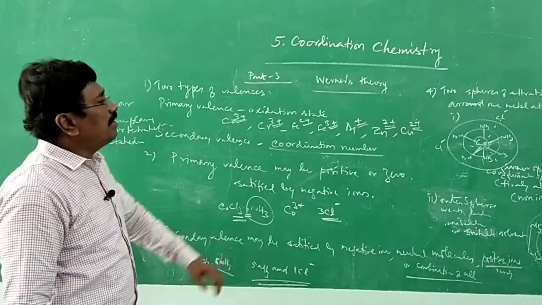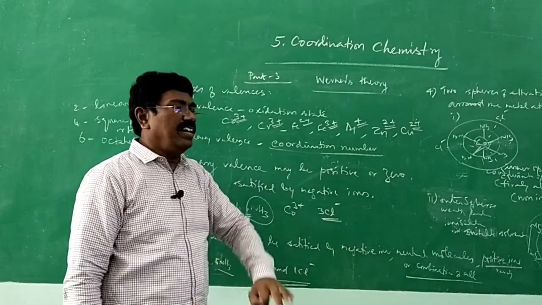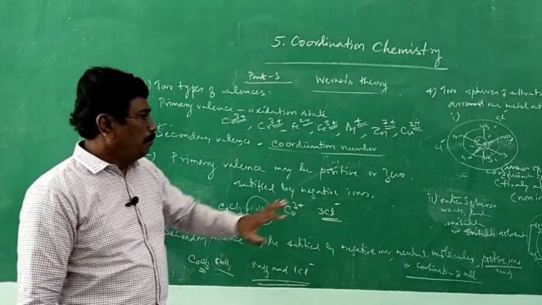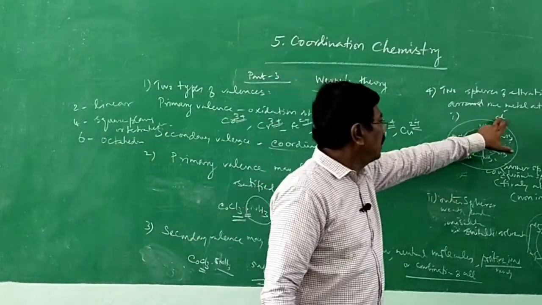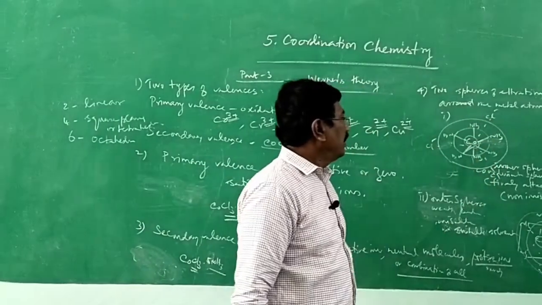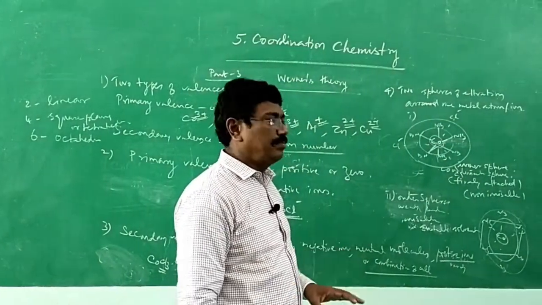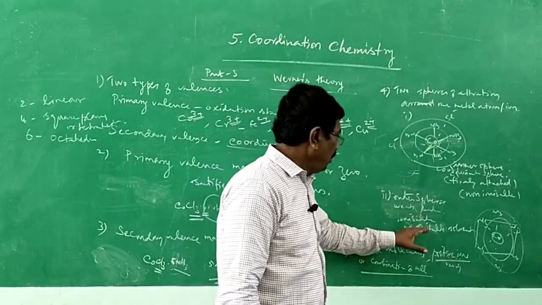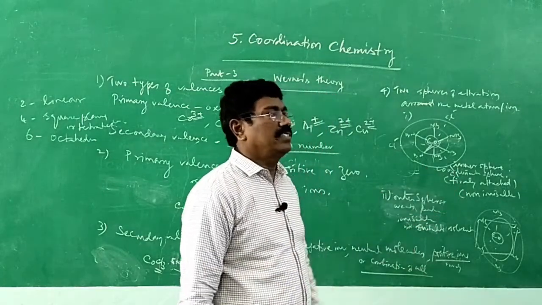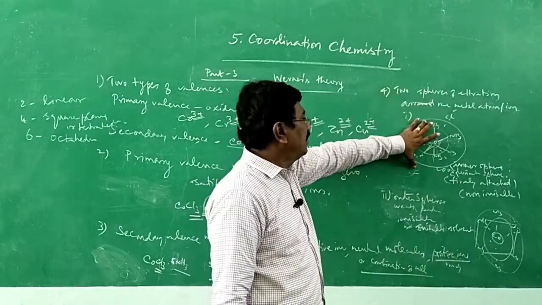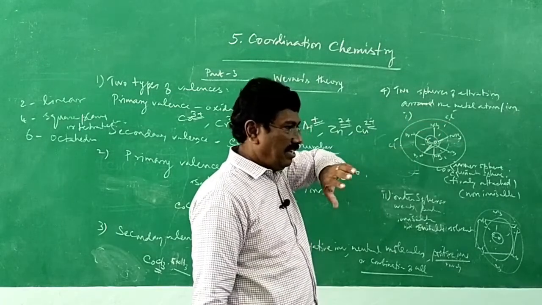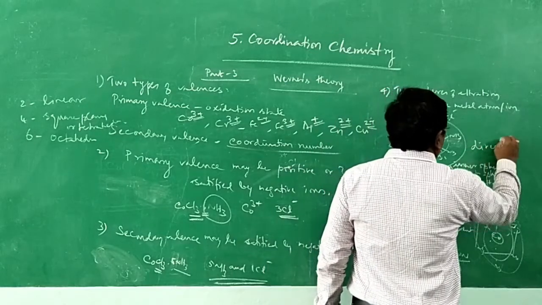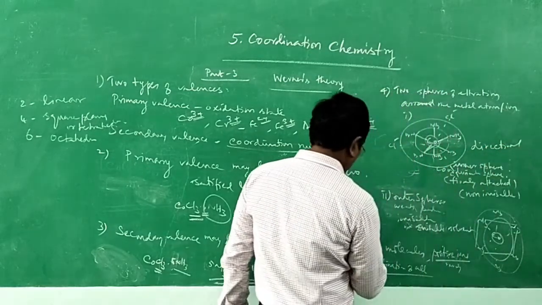So primary valence is ionizable and does not have any direction. It is non-directional. Primary valency is present outside the sphere, in the outer sphere. It is ionizable and non-directional. With a suitable solvent, it will go into ions, whereas secondary valency is attached firmly, non-ionizable and directional.